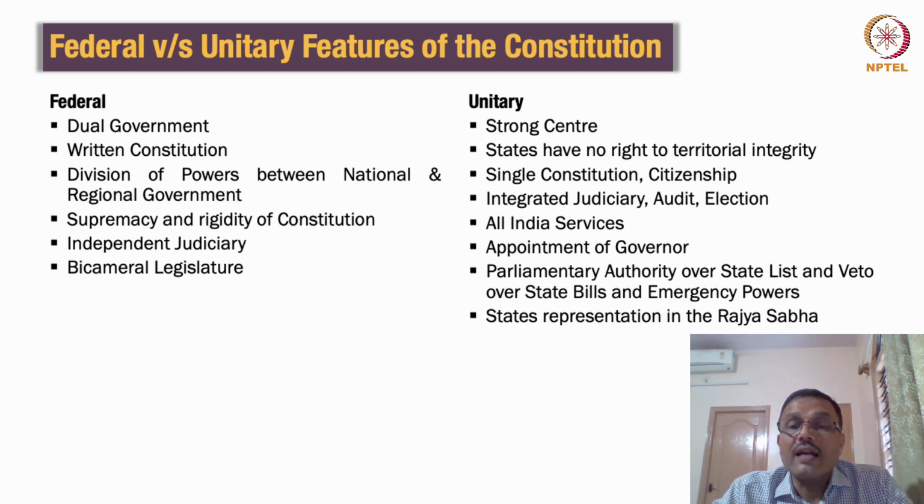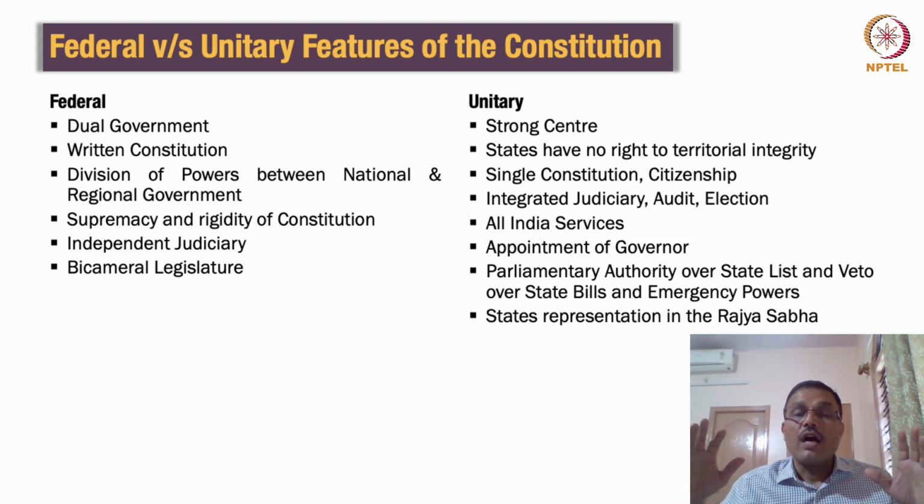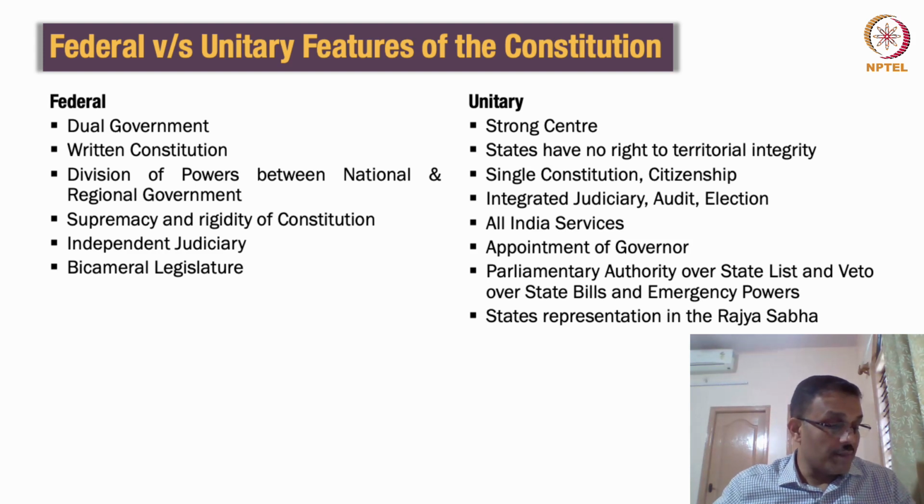The supremacy and rigidity of the Constitution is a unique feature of the federal system. There is independence to the judiciary. The judiciary is very strong because, again, the judiciary is the determining factor of the Constitution and the division of powers. And most importantly, friends, the federal system usually has a bicameral legislature.